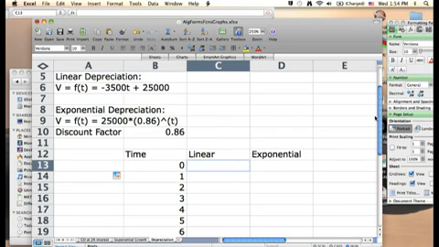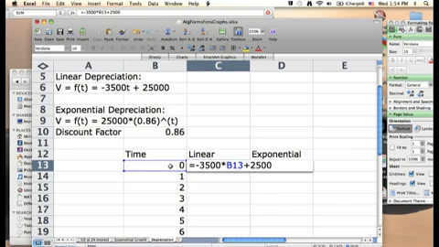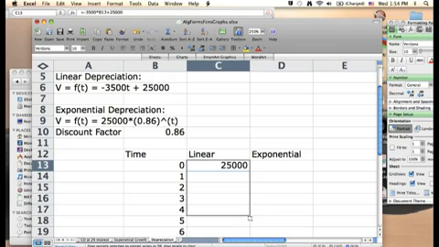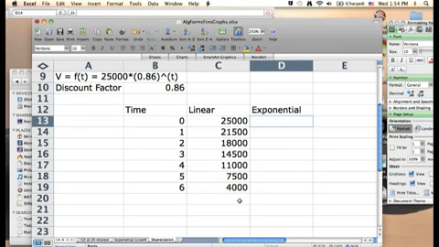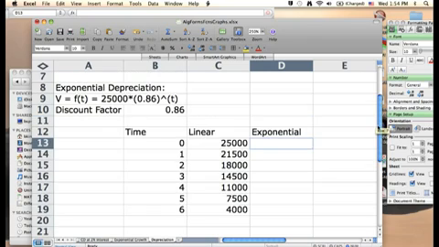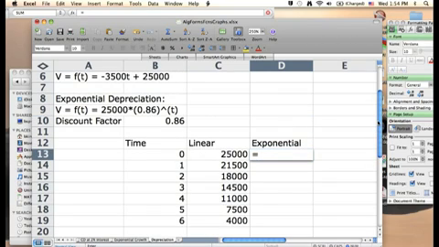Negative 3,500 times the time, and no dollar signs there, plus 25,000. There's my linear model. Get rid of those. My exponential model will be 25,000 times 0.86 to the t power, which is B13. It's going to give me different numbers.